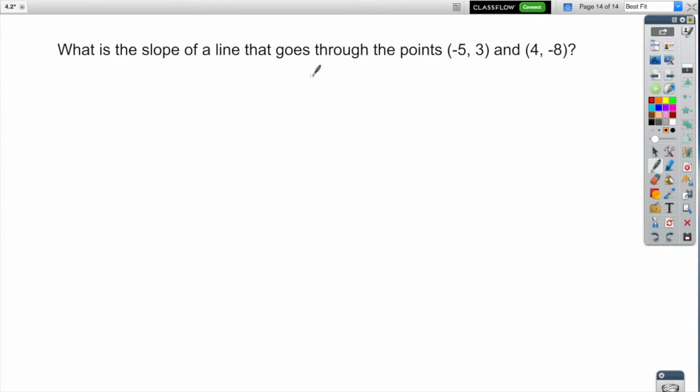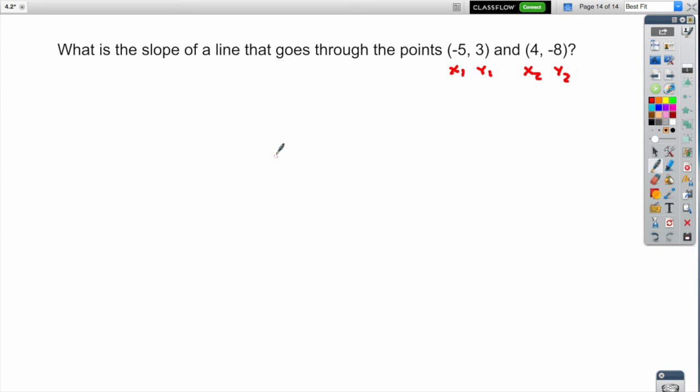What is the slope of a line that goes through the points -5, 3, and 4, -8? All right, so let's first identify what we've got. This is the first x coordinate, so x1, and this is the first y coordinate, y1, and this is the second x coordinate of 4, and this is the second y coordinate, -8.